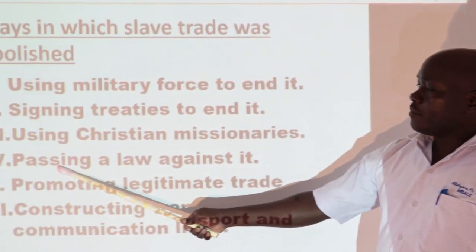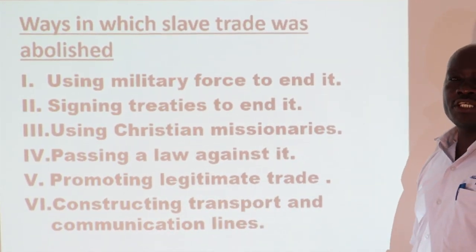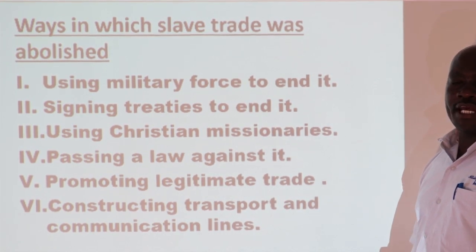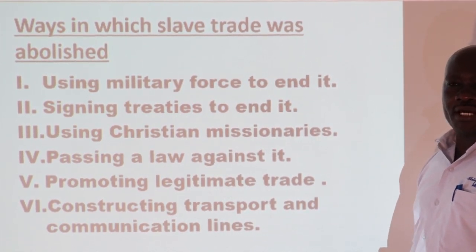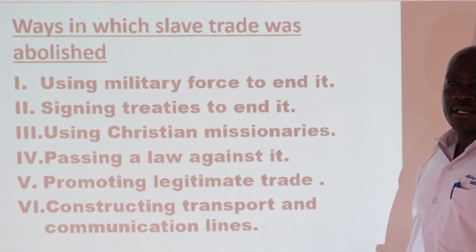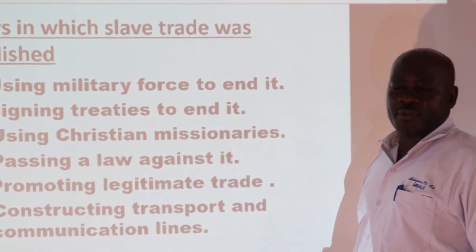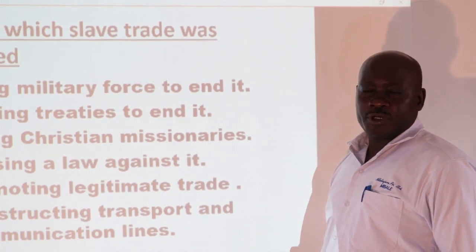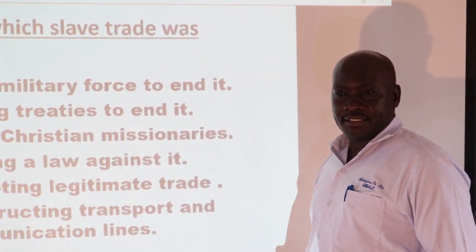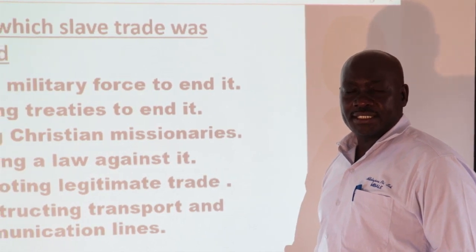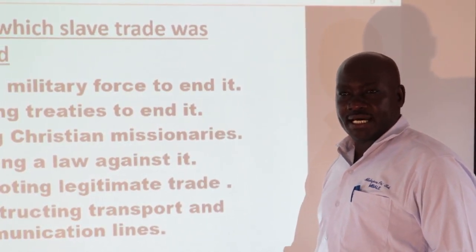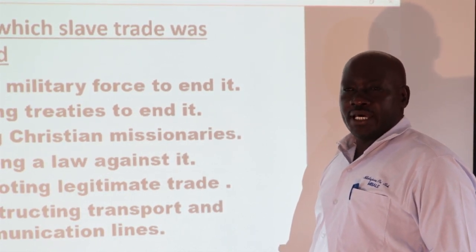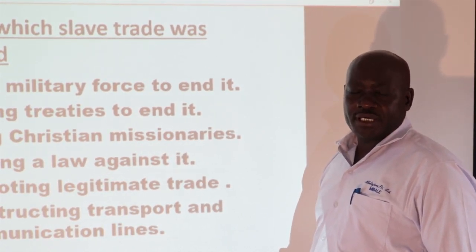Then we have passing a law against it. So the law was passed, meaning that the people who were carrying out slave trade were affected. Like in East Africa, they signed the agreements. But the Sultan of Zanzibar could not stop, because when the first agreement was signed, it stated that there should be no selling of slaves to any country in the world.